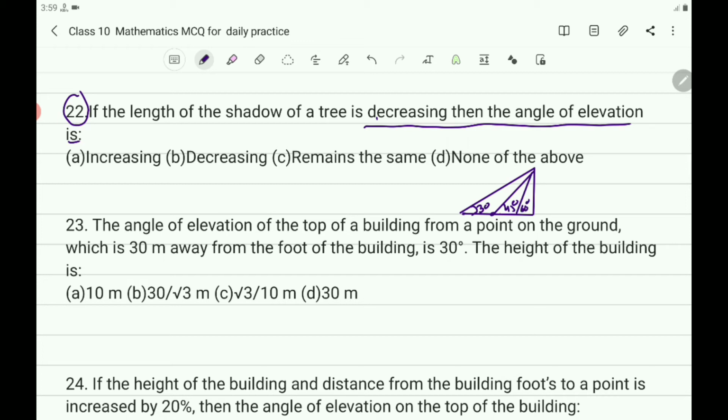So what you can observe here, that is the angle of elevation goes on increasing. When the length of the shadow of the tree decreases, the angle of elevation is increasing. So option A is the answer.